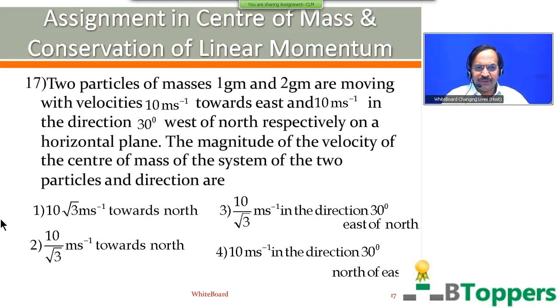I am going to read out the four options on screen. First option, 10 root 3 meter per second towards north. Second option, 10 by root 3 meter per second towards north. Third option, 10 by root 3 meter per second in the direction 30 degrees east of north. Fourth option, 10 meter per second in the direction 30 degrees north of east. Come on, try the question.